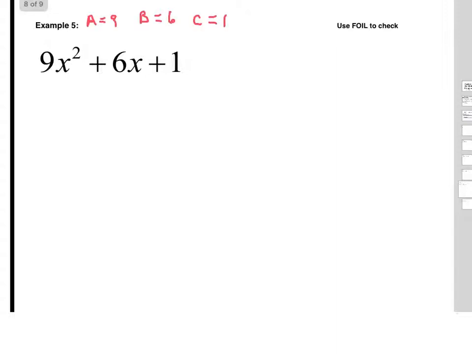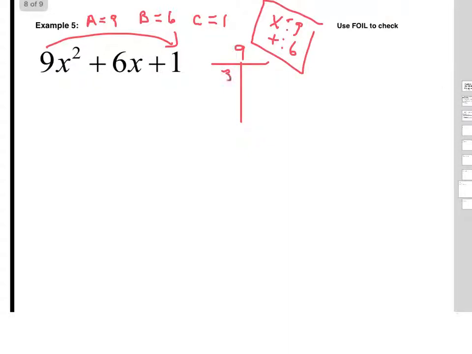So there are my A, B, and C. Then I multiply 9 times 1 and get 9. So I'm looking for factors that multiply to 9 and add to 6. Okay, so 3 times 3 is an obvious choice. So I'm going to use 3 and 3.